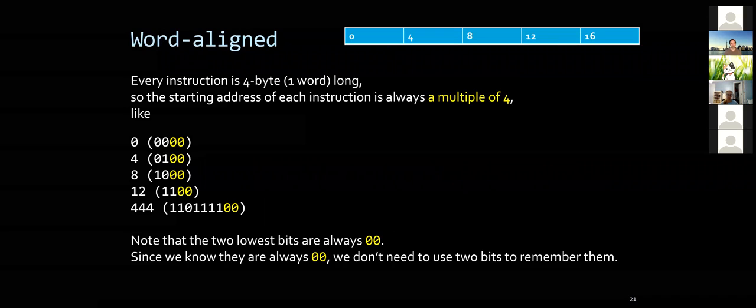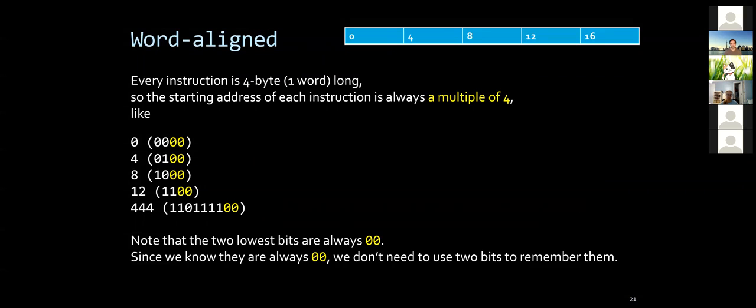So again, this just shows you what the word alignment means. Every instruction is 4 bytes, one word long. So the starting address of each instruction is always a multiple of 4. And then essentially this is how we see the offset. So for address 0, that's how you interpret. For 4, when you interpret the offset, you don't look at the last 2 bits, similar to caches. Remember that offset doesn't matter. So 0, 1 means the address 4, right? And these are the bits you care about when you do the offset. So the lowest 2 bits are always zeros because you never jump into the middle of an instruction.